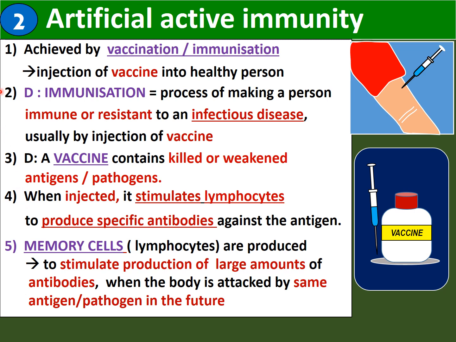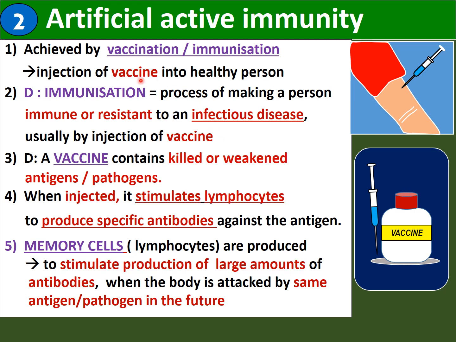The second type of active immunity is called artificial active immunity. This type of immunity is achieved through vaccination or immunization. Vaccination means injection of vaccine into a healthy person, whereas immunization is the process of making a person immune or resistant to an infectious disease. Usually this is done by vaccination or injection of vaccine.